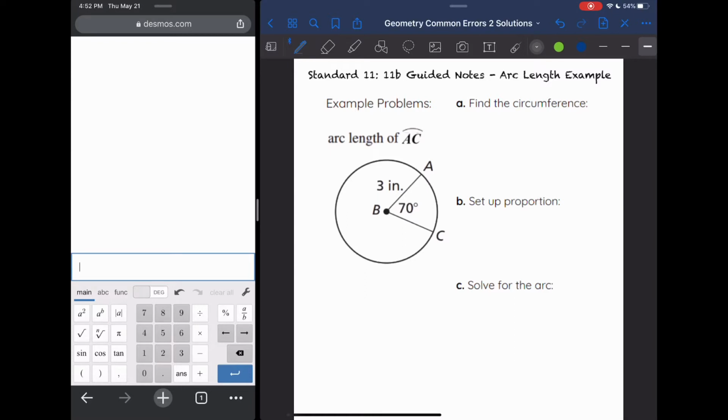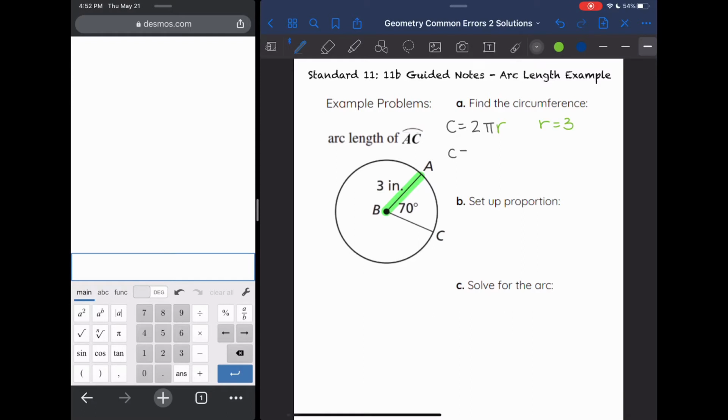Our first step to finding the arc length is to find the circumference. Circumference equals 2 times pi times the radius. And the radius of our figure goes from the center of our circle to the edge, so our radius is 3.